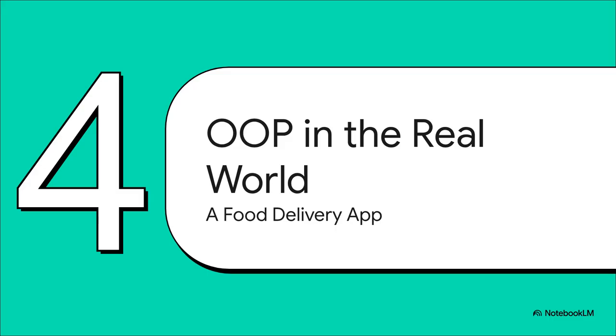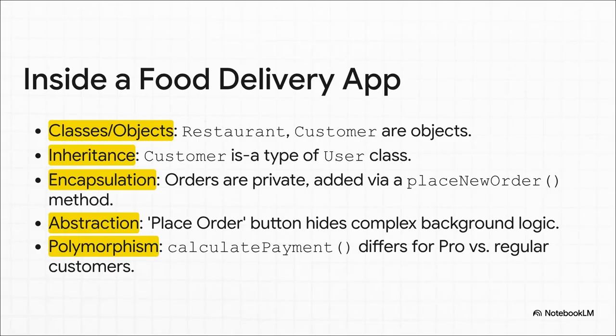Okay, I know these ideas can feel a little theoretical. So let's bring it all back down to earth. Let's connect these 4 pillars to something tangible, an app that I bet almost all of you have on your phone right now. Think about a food delivery app. It's a perfect showcase for OOP. Every restaurant you scroll past, that's an object created from a restaurant class. A customer is just a special kind of user, so that's inheritance at play.